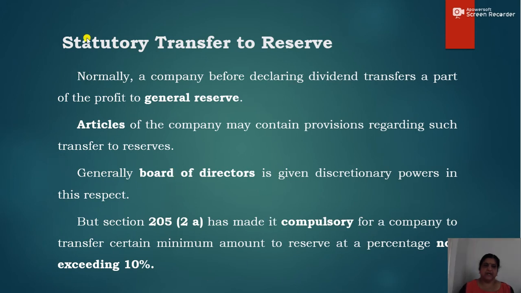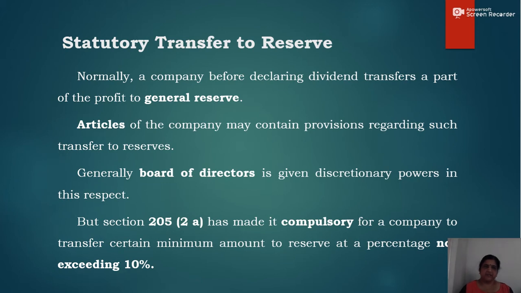Regarding statutory transfer to reserve, normally a company before declaring dividend has to transfer a part of its profit to general reserve. It is clearly mentioned in the articles of association of the company, but the board of directors has discretionary powers in this regard. But as per section 205 subsection 2A, it is compulsory for a company to transfer a certain minimum amount to reserve at a percentage not exceeding 10%.